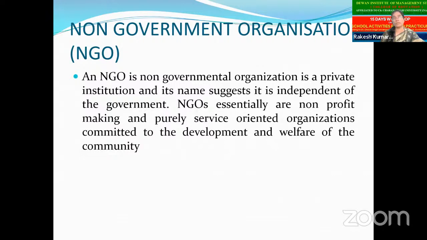So here we can see what is the role of non-government organization, NGO. An NGO is a non-government organization, a private institution. As its name suggests, it is independent of the government. NGOs essentially are non-profit making and purely service-centered organizations committed to the development and welfare of the community.